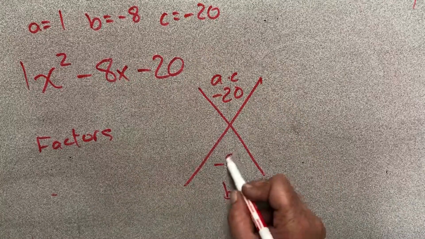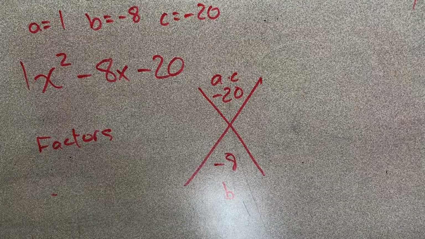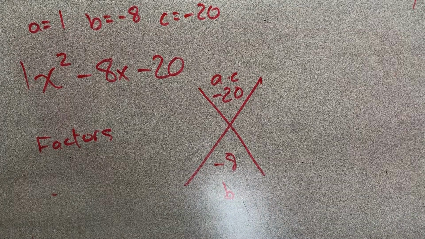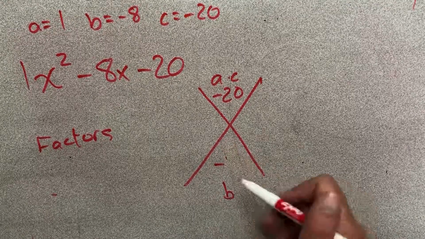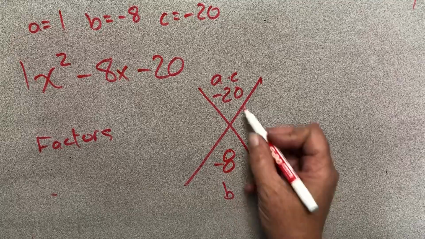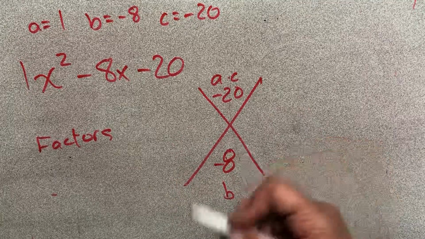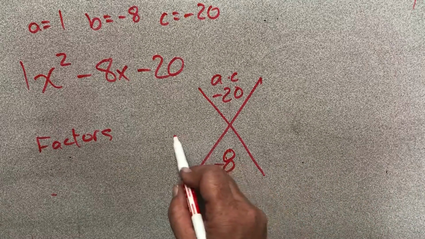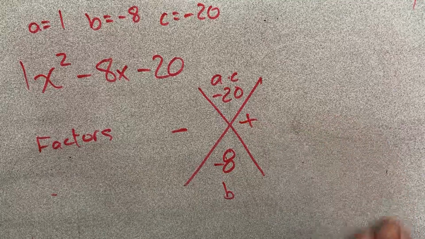B, negative 8. So I'm looking for factors of 20 that when multiplied give me negative 20 and when added give me negative 8. So I have a negative product. So I'm going to have a negative and a positive or a positive and a negative. Here's a hint. Whatever the sign of B is, put it here. It can be a negative times a positive.